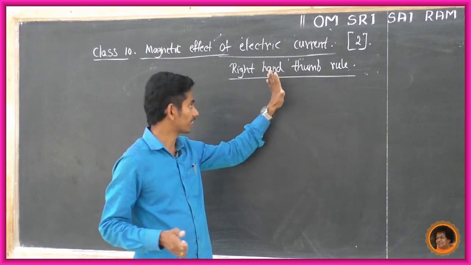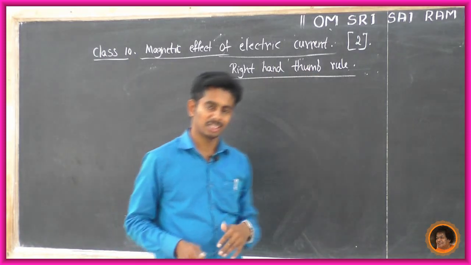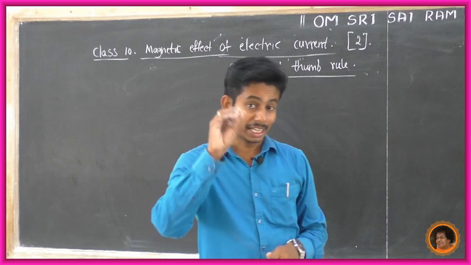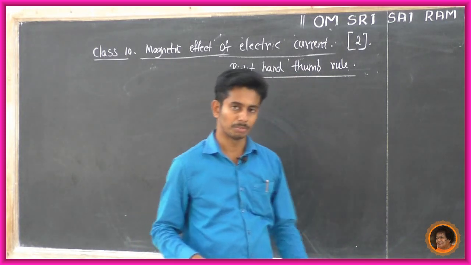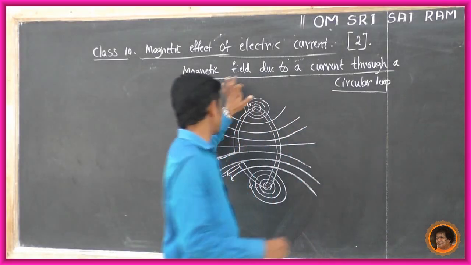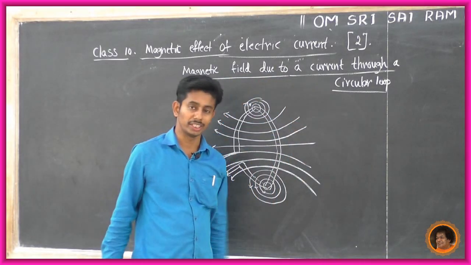This rule is called the right hand thumb rule. Using this, we can find the direction of the magnetic field and electric current. Now, magnetic field due to a current through a circular loop.